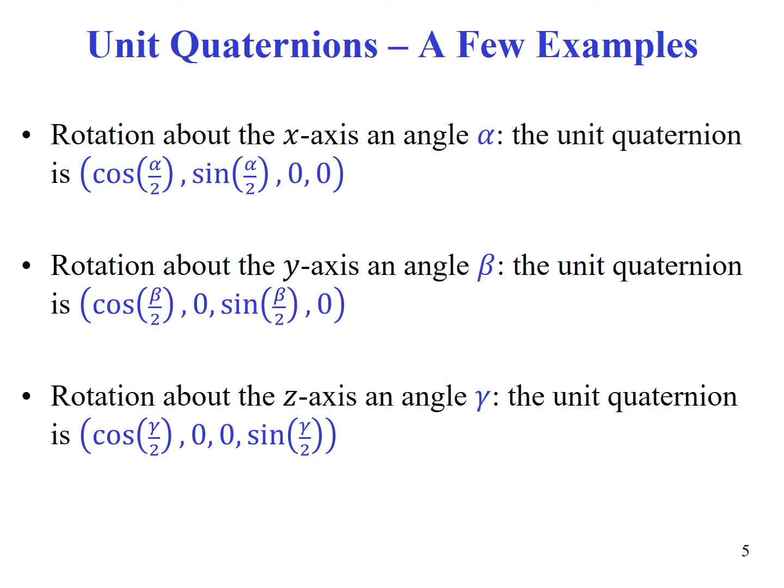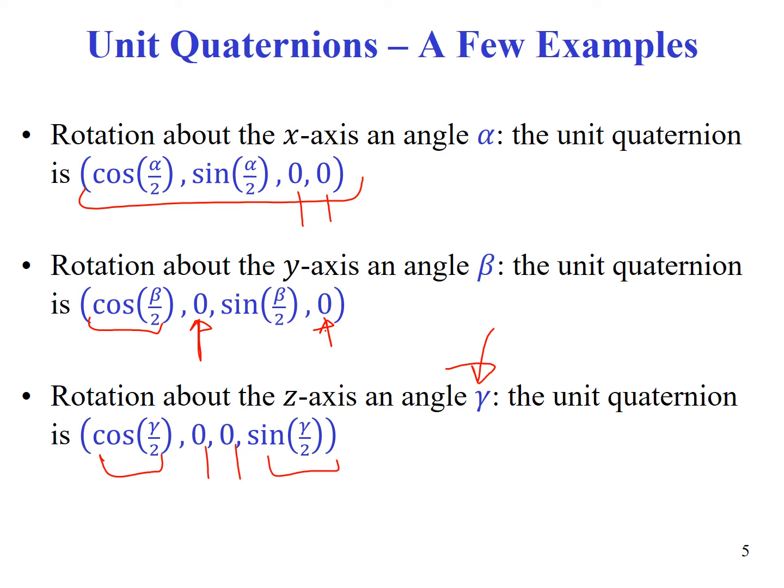For rotation about the x-axis with an angle alpha, we can write the unit quaternion like this. So these are some examples: cos alpha by 2, sine alpha by 2, and then 0, 0. That's because it's a rotation about the x-axis. The rotation about the y-axis with an angle beta can be written in quaternion form like this: cos beta by 2, and then there is a 0, sine beta by 2, and there is a 0 again. Similarly, the rotation about the z-axis with an angle gamma can be written like this: cos gamma by 2, 0, 0, and then sine gamma by 2.